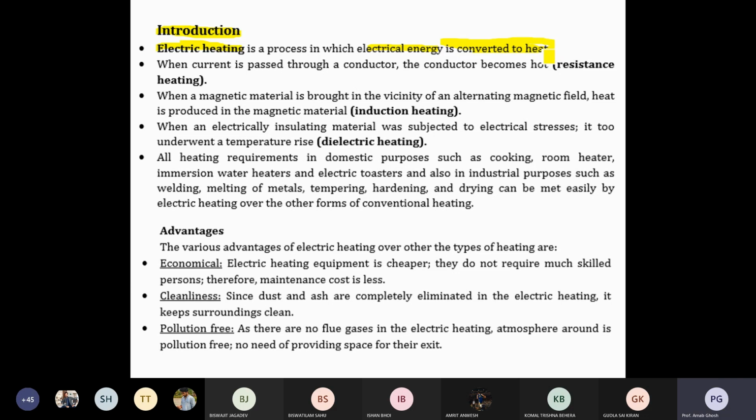Okay, if direct current is passing through the charged material, what happens? I squared R T. Due to the heat loss, that material or the charge will be melted. That's the process.